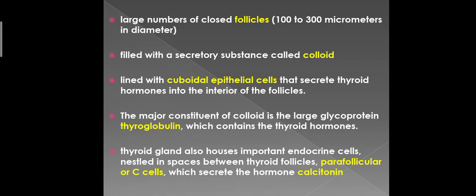It consists of large numbers of closed follicles, 100 to 300 micrometers in diameter. These follicles are filled with a secretory substance called colloid. They are lined with cuboidal epithelial cells that secrete thyroid hormones into the interior of the follicles. The major constituent of colloid is the large glycoprotein thyroglobulin, which contains the thyroid hormones. The thyroid gland also houses important endocrine cells nestled in the spaces between thyroid follicles. These cells are known as parafollicular cells or C cells, which secrete the hormone calcitonin.